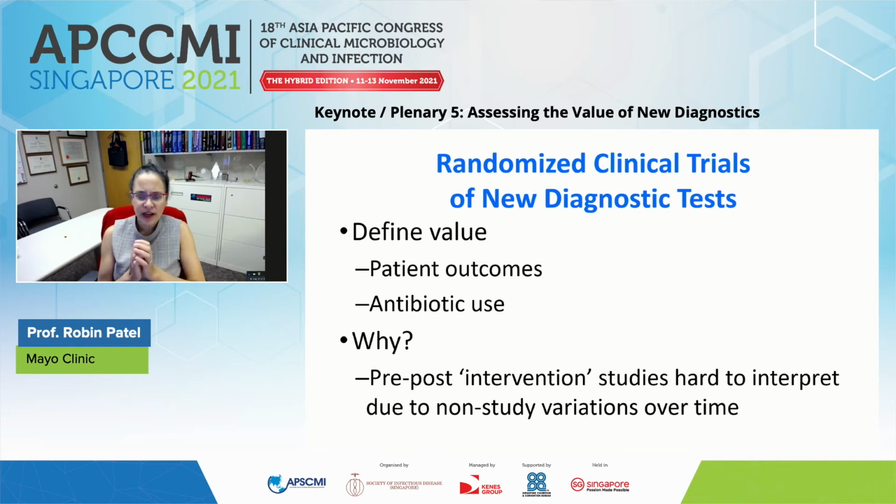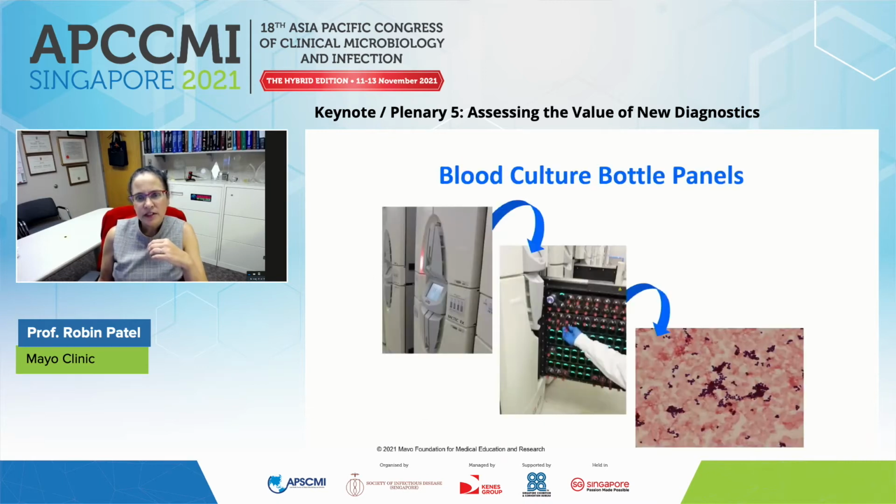But the problem with that is there can be non-study variations that occur over time that can affect patient outcomes. Imagine, for example, that you implement a new diagnostic and then a COVID-19 outbreak happens. You can't really compare the time before that pandemic and afterwards, even though you might be trying to look at the value of a new diagnostic test. And there are many changes, of course, that come along in healthcare. So let me show you a couple of examples where we've executed randomized controlled clinical trials.